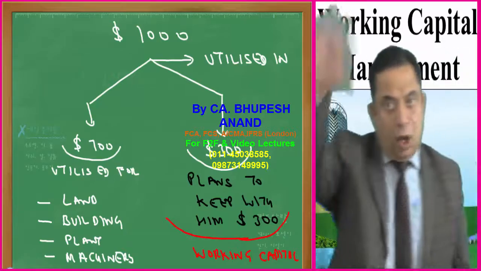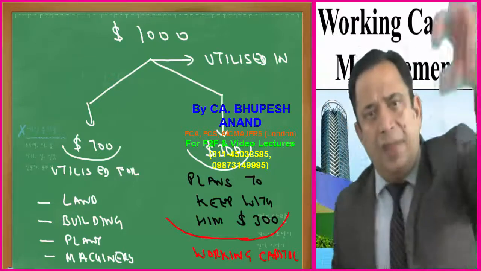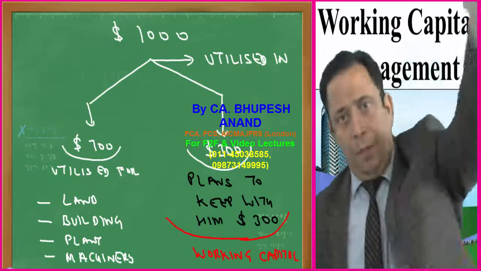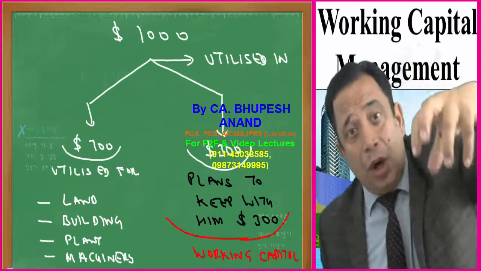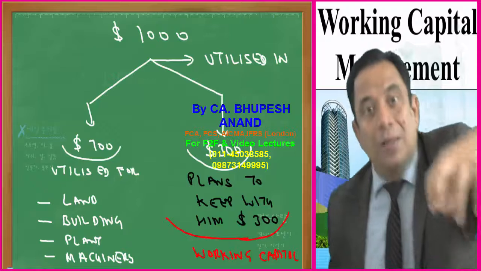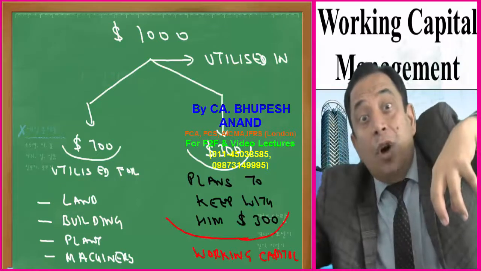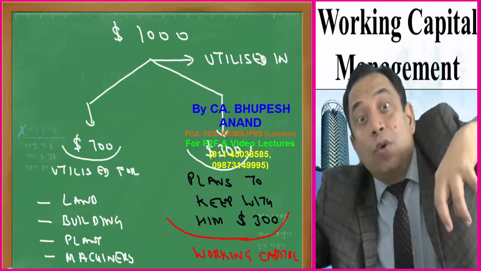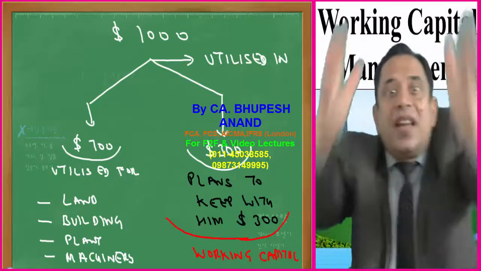Now that $700 he utilized, supposedly, and I'm just taking a hypothetical example, for purchasing land, purchasing a building, or buying plant and machinery. So all these expenses for $700 are investments in long-term, capital requirements. But he kept $300 for his day-to-day needs. Can you tell me why? This $300 which he kept separate is named working capital.